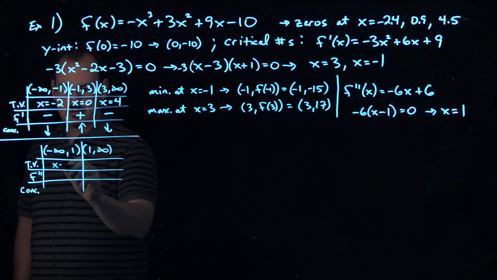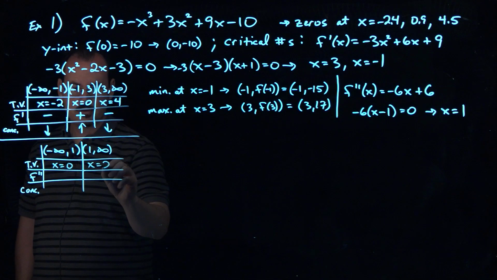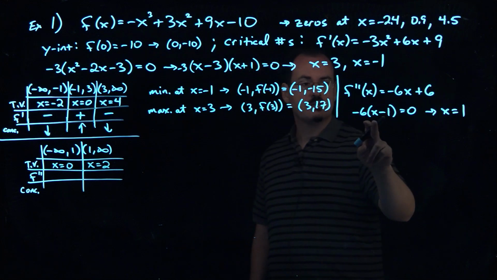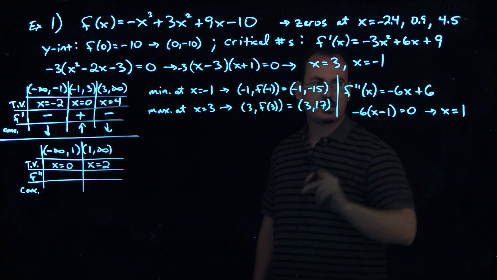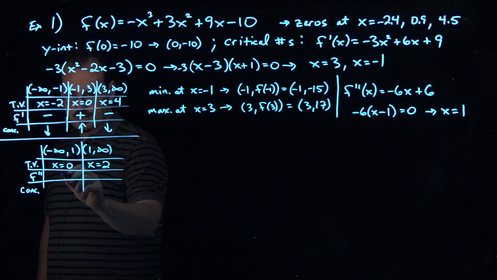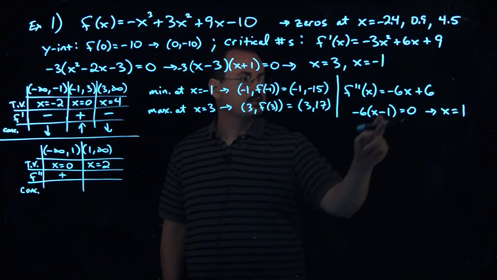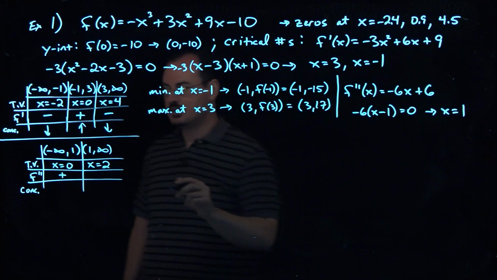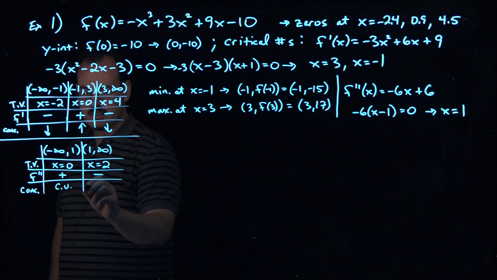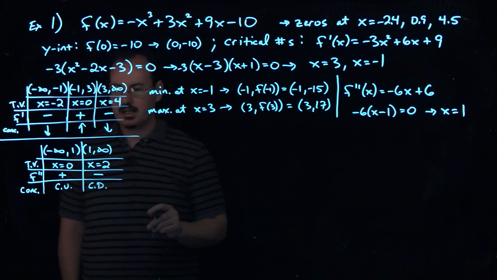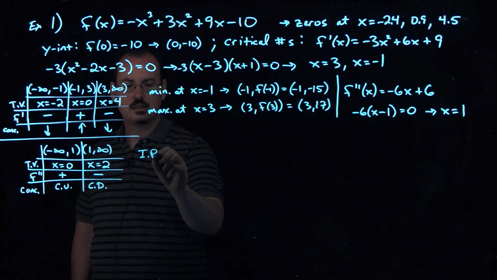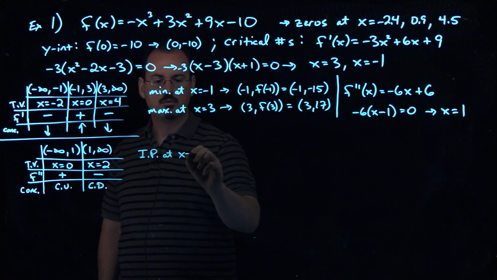So let's pick x equals 0 for our test value, and let's pick x equals 2. Now if I take 0 and plug it into the second derivative here, that's going to be positive, right? Just plug 0 here, get a plus 6. So second derivative is positive. And then if I plug 2 in there, I get a minus 12 plus 6. That's a negative number. So our conclusion is that this function is concave up, and then it's concave down. So we do have an inflection point, and it occurs at x equals 1.